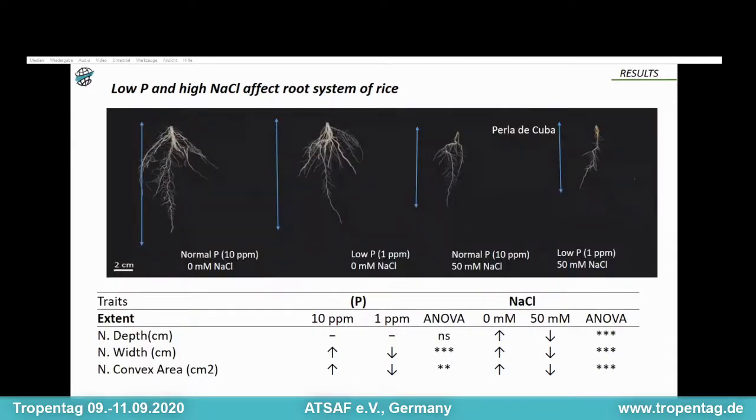The Perla de Cuba genotype was a little bit more affected. All the extent traits except network depth were reduced by P starvation, and all of them for salt stress. We can see that network width was affected by low concentration of phosphorus and more affected by high concentration of salt.